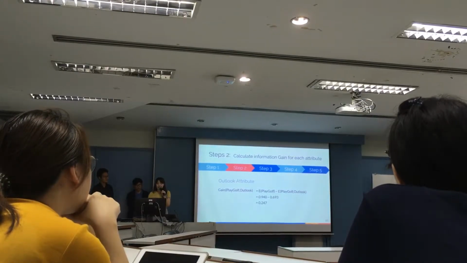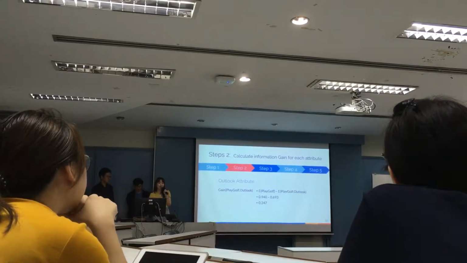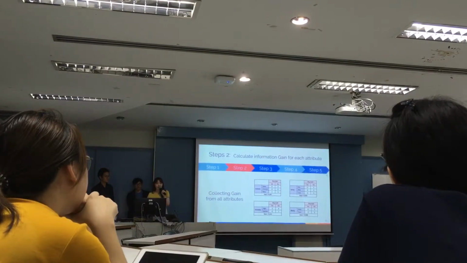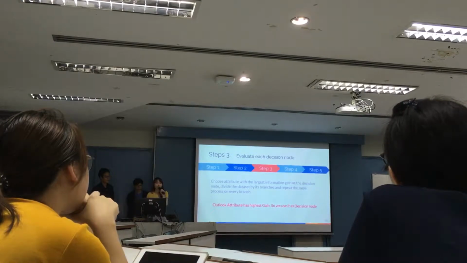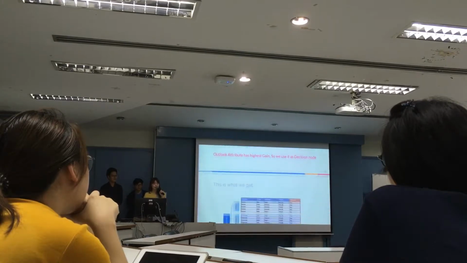And this is an example of the calculations for one factor, which is outlook and play golf. And then we have to calculate for our other attributes. We have to calculate the information gain from our attributes, and we have to compare. So we go to step 3. In step 3, we have to choose the attribute which has the highest information gain to be the decision node. And this is what we get.